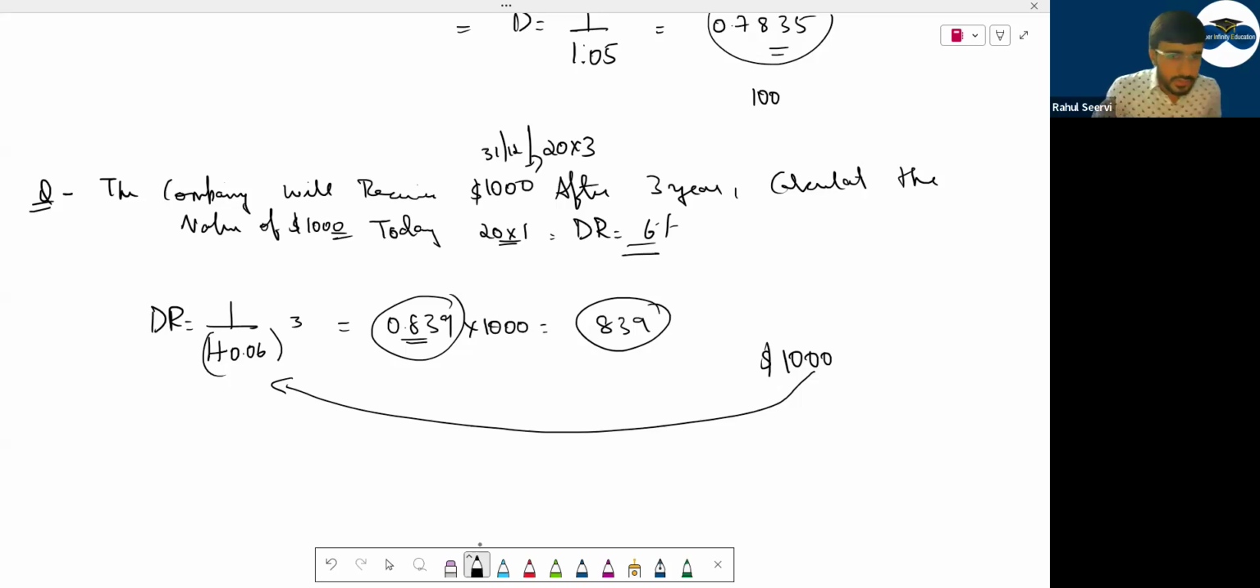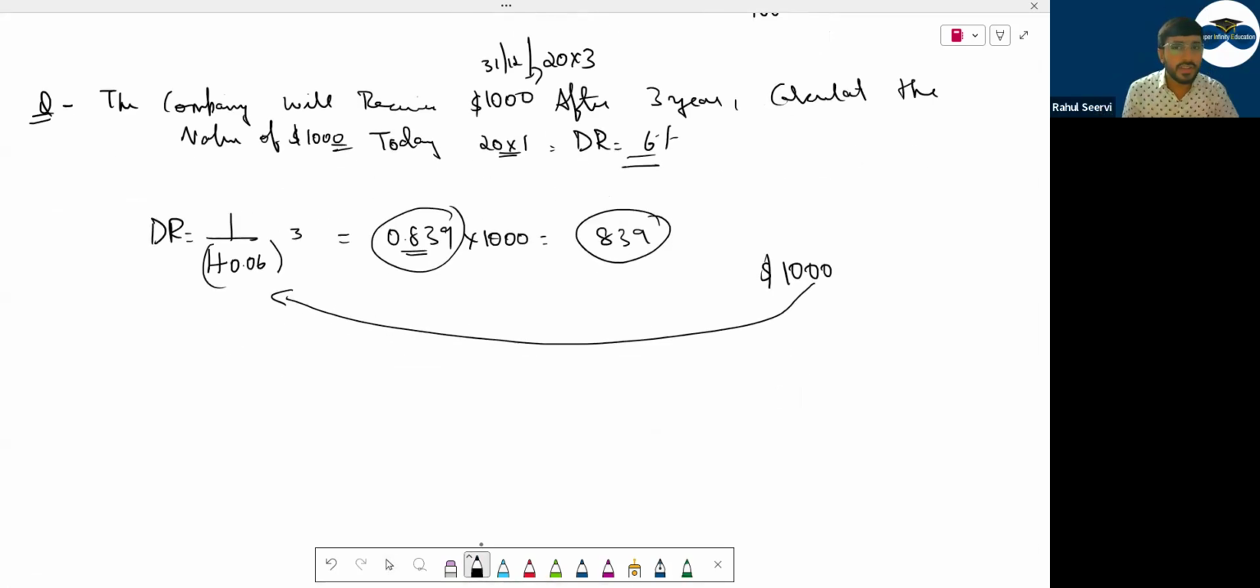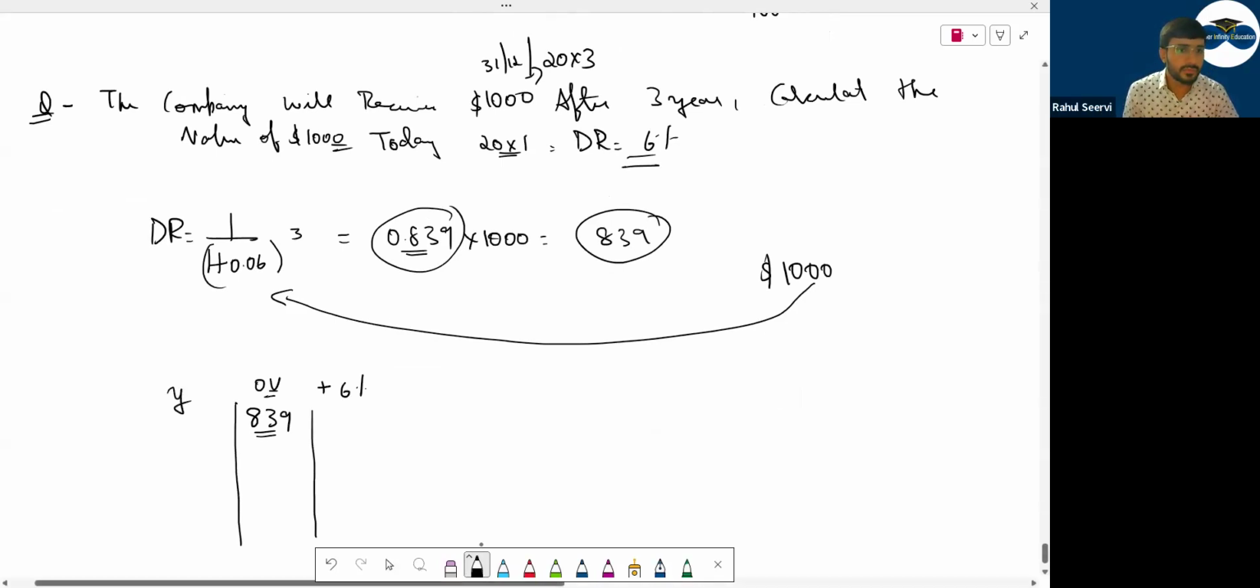Now let us continue with the example. Now I say that my value today is 839. Can I say this is my opening value today? Can I say I will add 6% to it? So this is my first year, year 1. If I add 6% to it, I will calculate the interest: 839 into 6%. So it is 50.34. Yes or no?